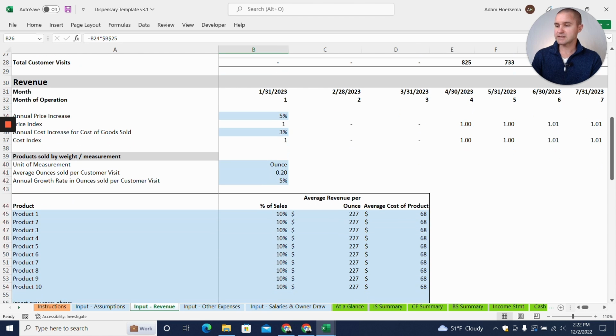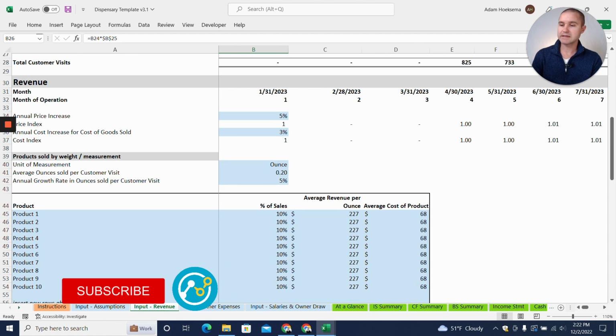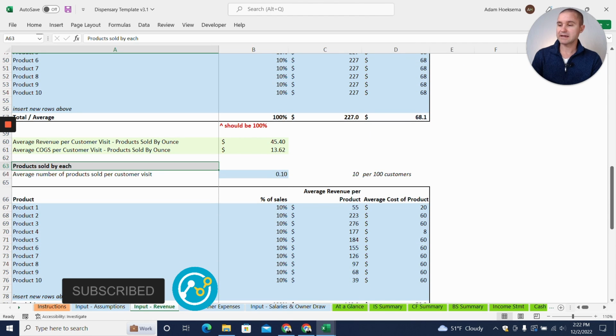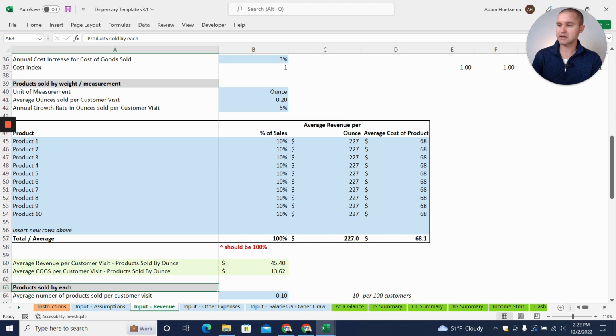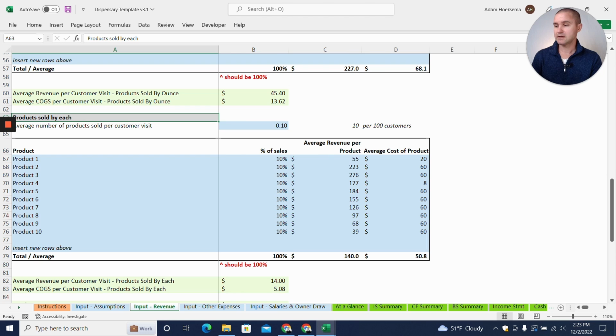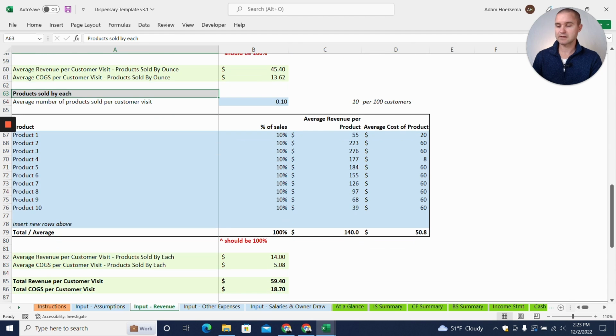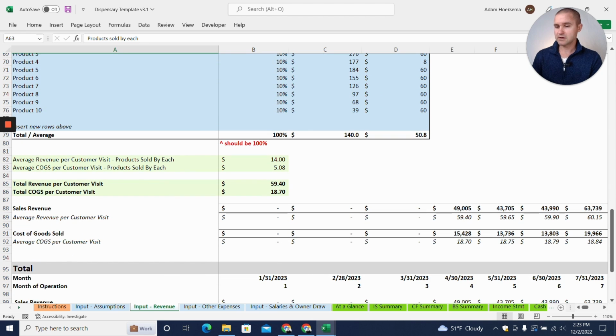So we're going to say we'll sell products sold by weight, and then also products sold by each or by unit. First you have this table where you can enter in your products that are sold by weight. You can break down what percentage of your total sales each one represents, the average revenue per ounce, and the average cost of the product. And the same thing with the products sold by unit. Break down the percentage of sales, average revenue per product, and the cost. And that will allow us to project our total revenue.